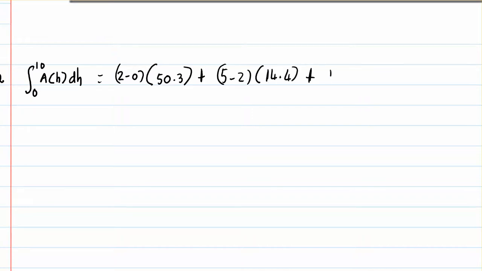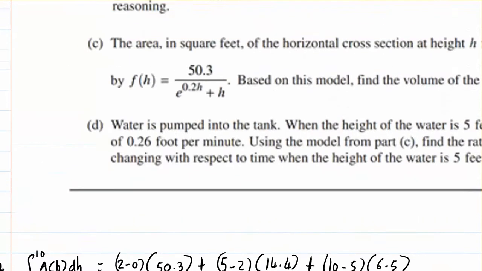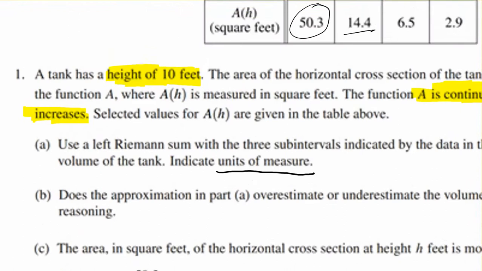So basically we have the change in h, which is 2 minus 0, multiplied by 50.3, plus the change in h, which is 5 minus 2, multiplied by 14.4, plus the change in h, which is 10 minus 5, multiplied by 6.5. And these are our 3 subintervals. This is the calculator section, so you can really just plug this into your calculator, and you should get 176.3.